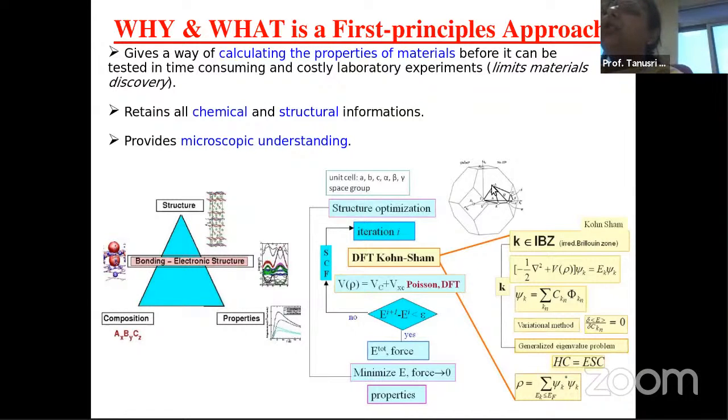You start with some assumed density, and with that you build the potential by solving a Poisson's equation, get this Kohn-Sham equation, and the solution of this Kohn-Sham equation gives you the Kohn-Sham orbitals. And once you have those Kohn-Sham orbitals, you can get the density corresponding to those orbitals, since it's a density functional theory, everything depends on density. With that, you calculate the energy, and you keep on doing that until the energy difference between two successive iterations is less than some small number.